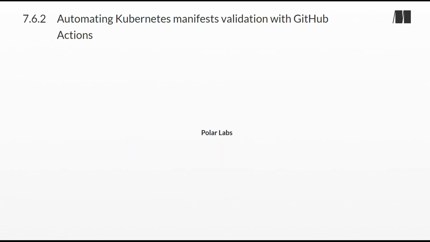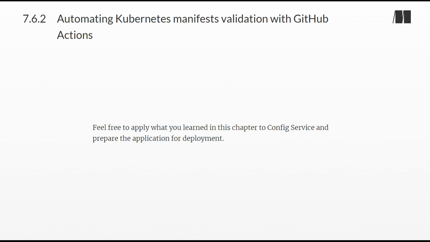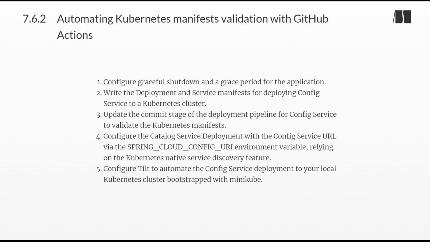Polar Labs. Feel free to apply what you learned in this chapter to config service and prepare the application for deployment. 1. Configure graceful shutdown and a grace period for the application. 2. Write the deployment and service manifests for deploying config service to a Kubernetes cluster. 3. Update the commit stage of the deployment pipeline for config service to validate the Kubernetes manifests.